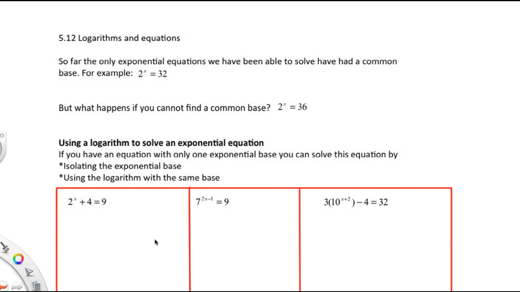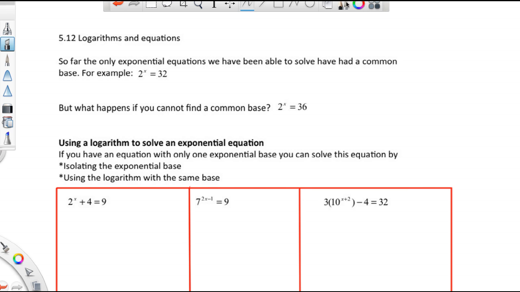Logarithms and equations. So far the only exponential equations that we've been able to solve had a common base. For example, if 2 to the x is 32, and if you know that 32 is 2 to the 5th, then you can say that x is equal to 5. Okay, and then that's the answer to that equation. Nice, clean solution.